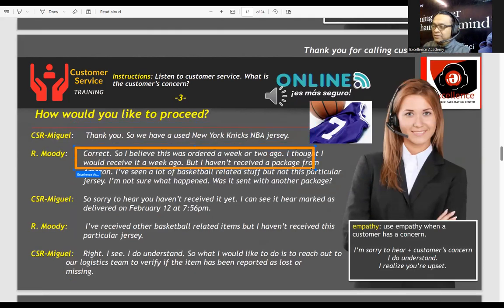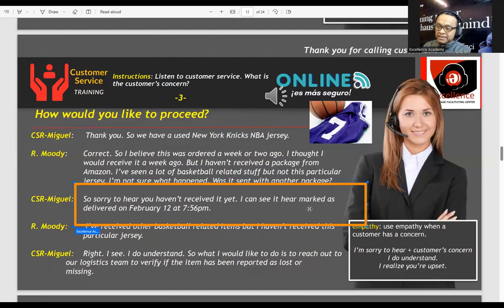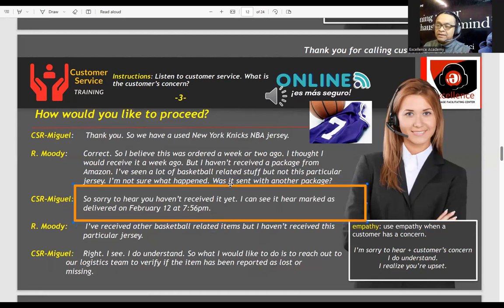Then the customer explains her concern. Then the agent proceeds to empathize by saying, I'm sorry to hear you haven't received it yet. And he says here, I can see it here marked as delivered. So the system shows marked, right? It shows that it was delivered. So it should be with the customer on February 12th and the time.